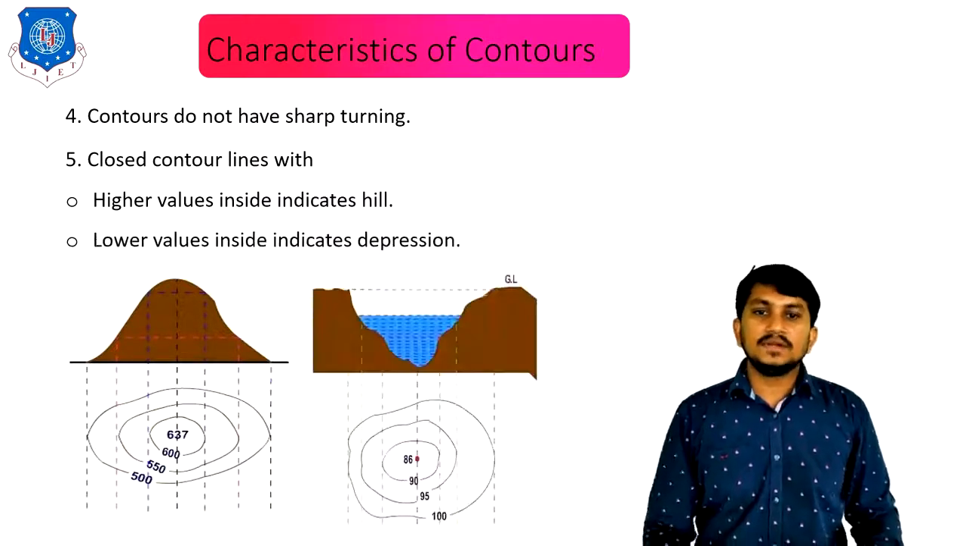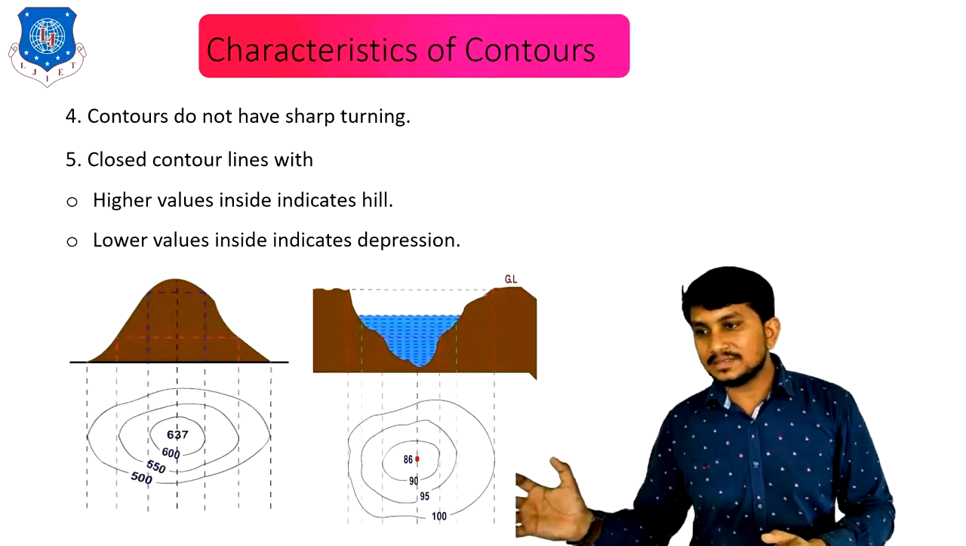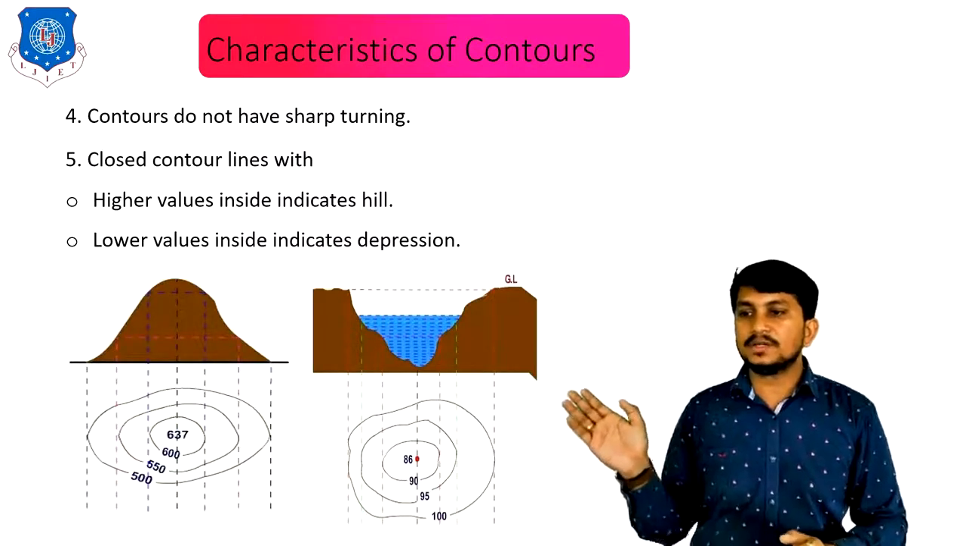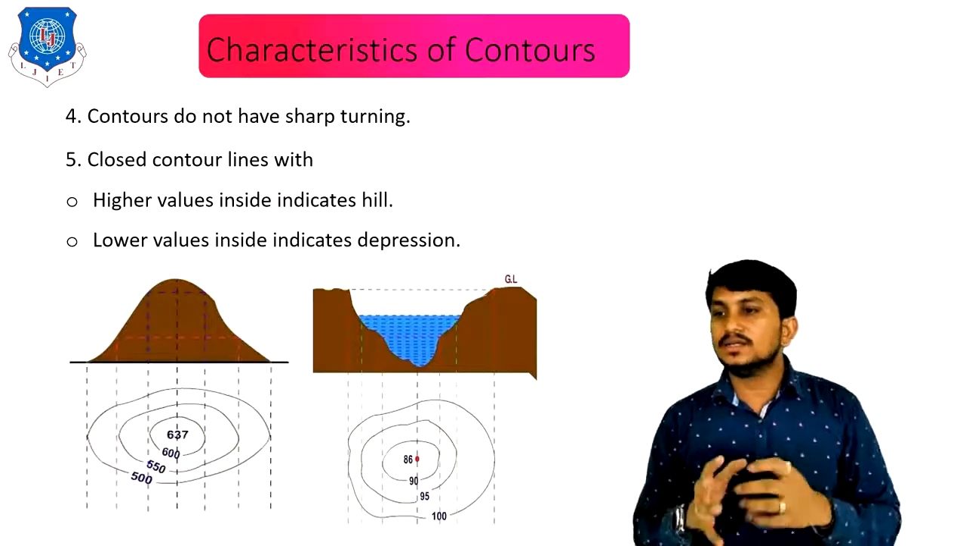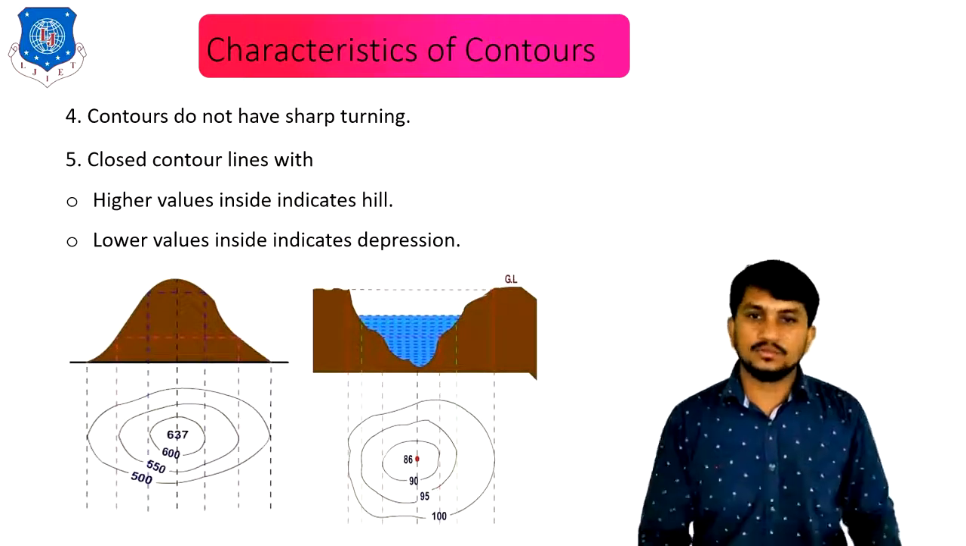If the values of contours are decreasing while going inside, like 100 meter, 95 meter, 90 meter, 86 meter, the values are decreasing. It indicates a valley or a pond or a depression, you can say.